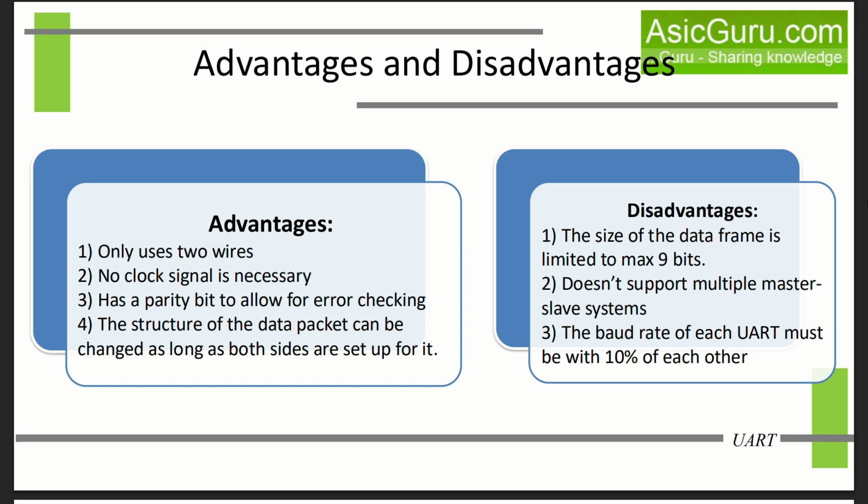UART doesn't support multiple master-slave communication systems like some other protocols do, like SPI, which has master-slave configurations. And for reliable communication, the baud rates of each UART must be within 10% of each other. This means the error tolerance is plus or minus 10% of the baud rate.